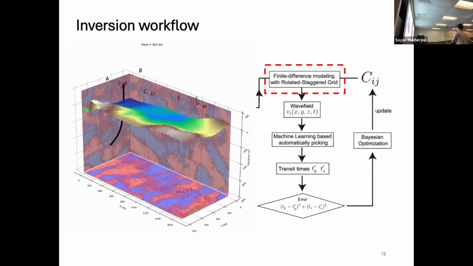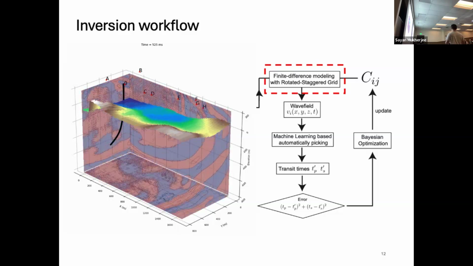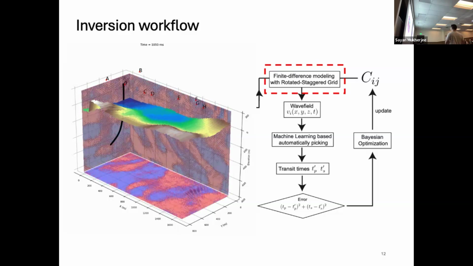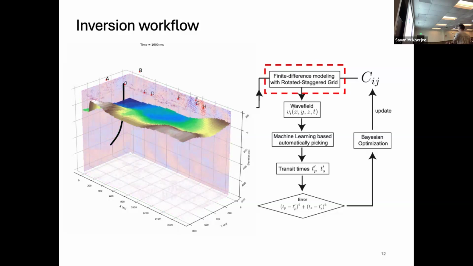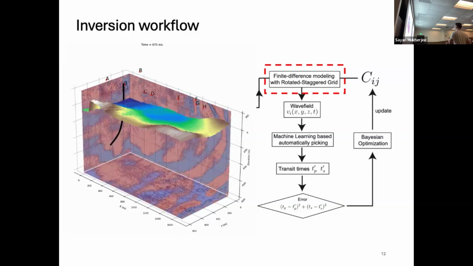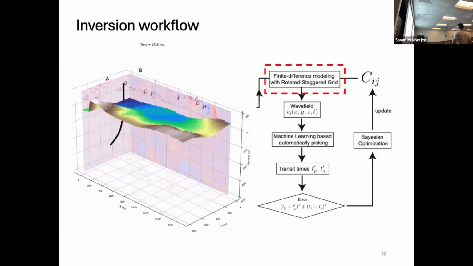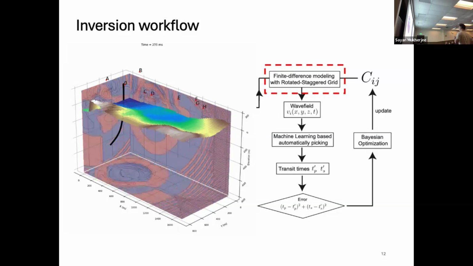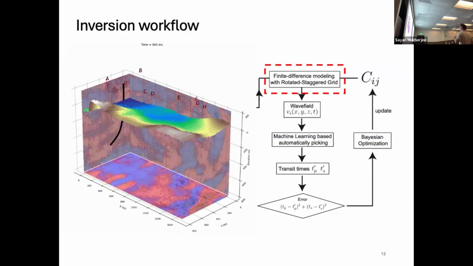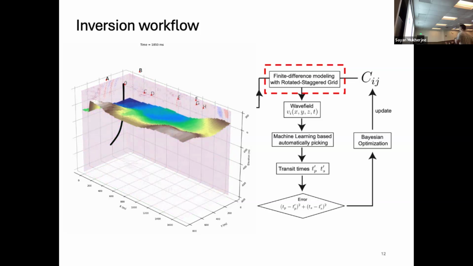Actually, to make the seismic wave forward modeling in the anisotropic media, we need to use a different, or less commonly used, type of finite difference scheme called the rotated staggered grid. After the forward modeling, we obtain the wave field and then use machine learning picking on this wave field to get a trial travel time for P and S waves.